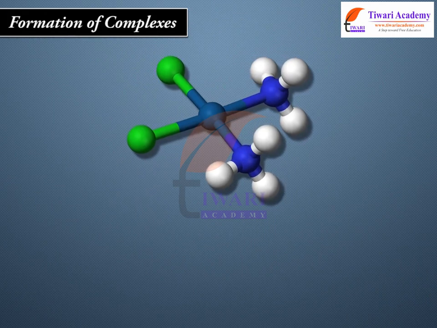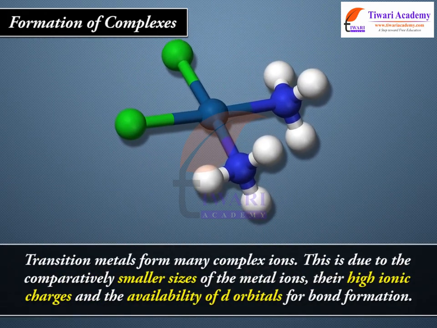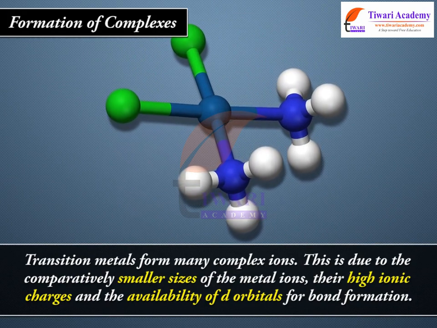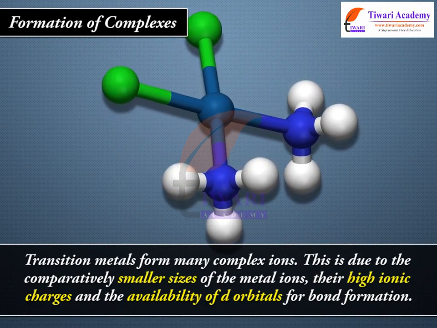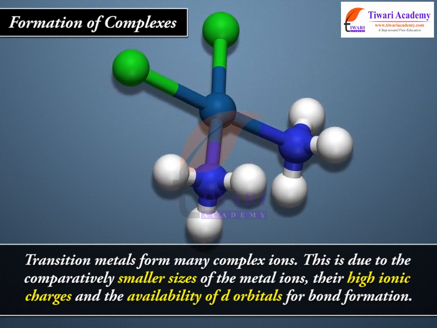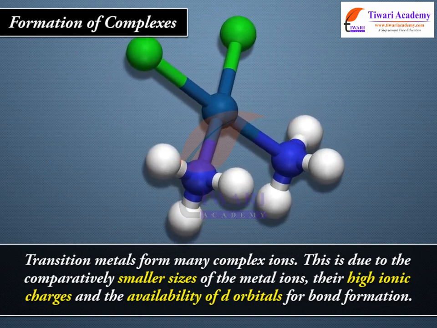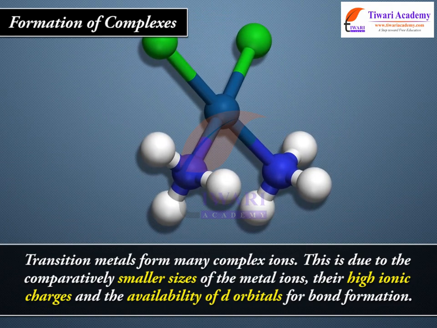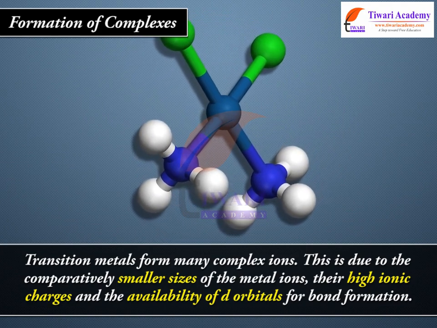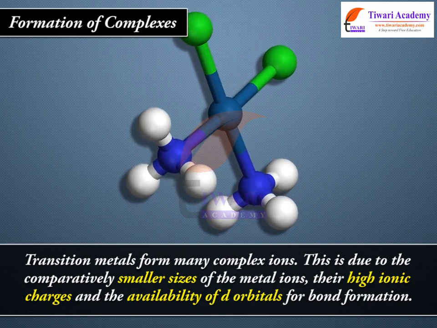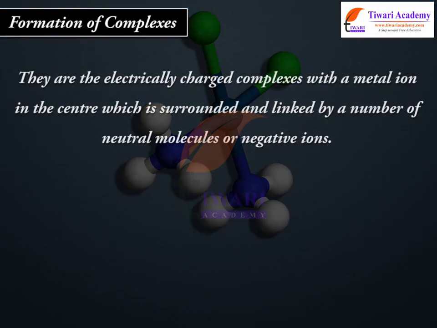Formation of complexes. Transition metals form many complex ions. This is due to the comparatively smaller sizes of the metal ions, their high ionic charges, and the availability of d orbitals for bond formation. They are electrically charged complexes with a metal ion in the center, which is surrounded and linked by a number of neutral molecules or negative ions.